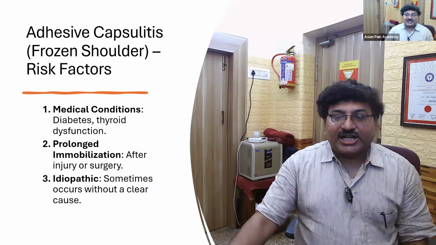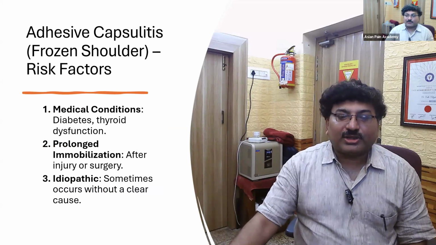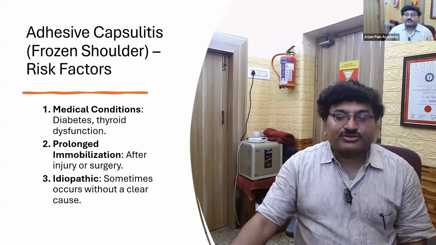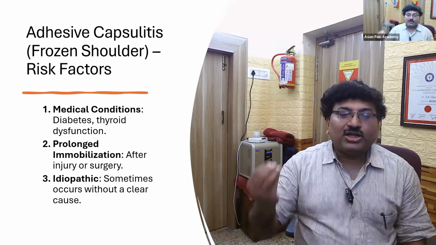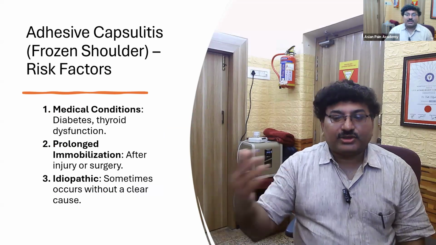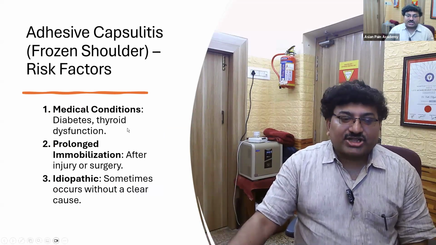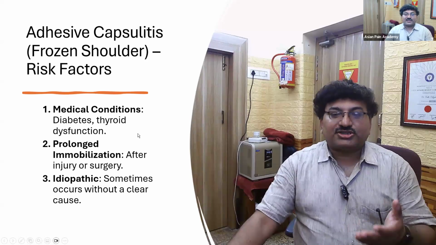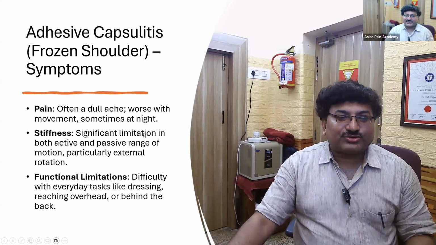Now medical conditions, I have already told, diabetes is one of the most common causes we found in a number of diabetics, and in those patients you cannot give too much steroid as well. Intraarticular, a small amount may be given, but not too much. Definitely it will put the control even further bad. Next is thyroid dysfunction, prolonged immobilization because of injury or surgery, and sometimes it occurs without a clear reason, that is known as idiopathic.